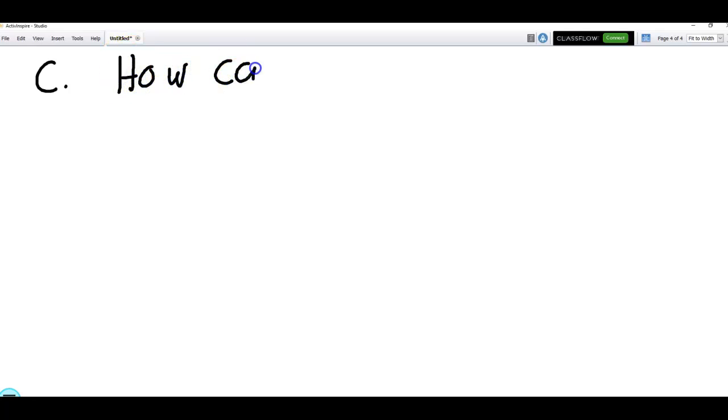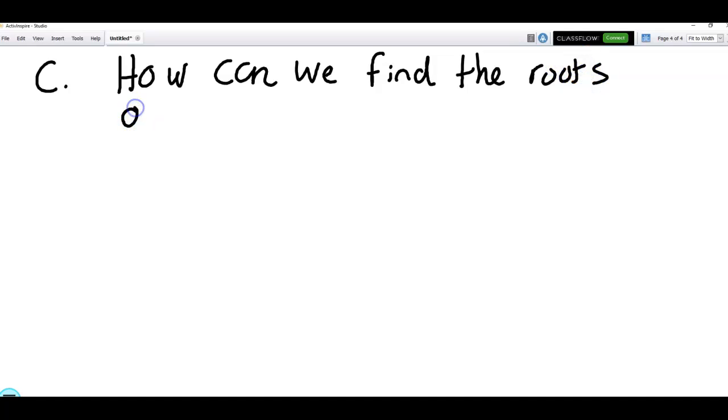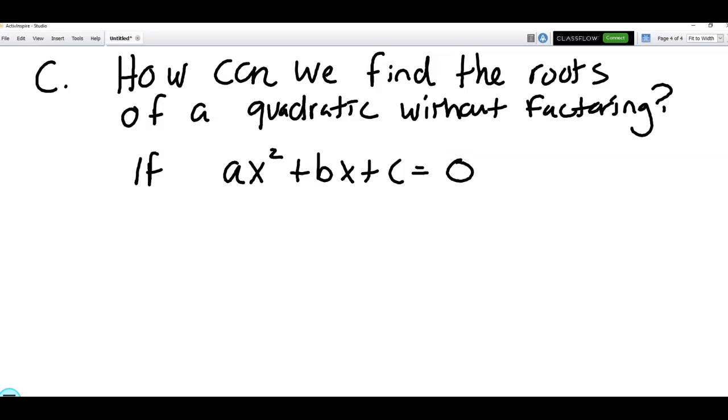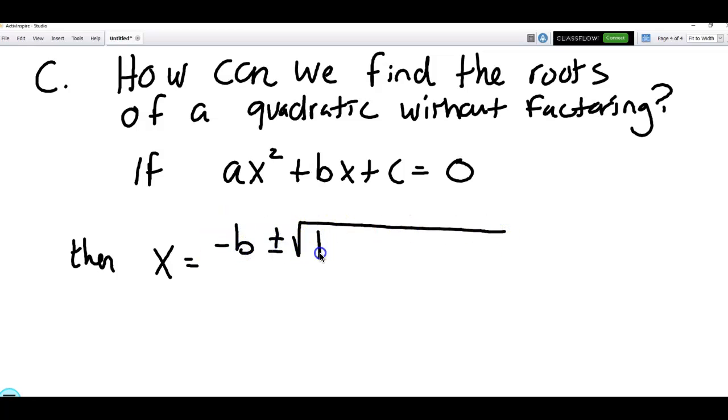So here we go, part C. How can we find the roots of a quadratic without factoring? That's our question. So here we go. If ax squared plus bx plus c equals 0, someone came up with a formula, and you guys have seen it before, I'm pretty sure of it, but it looks like this. That's called the quadratic formula.